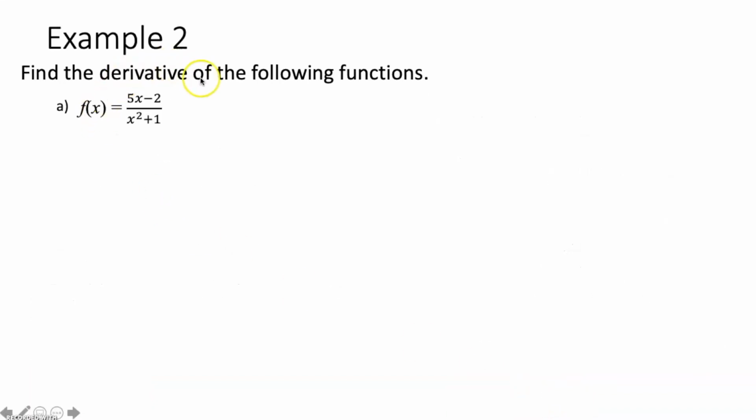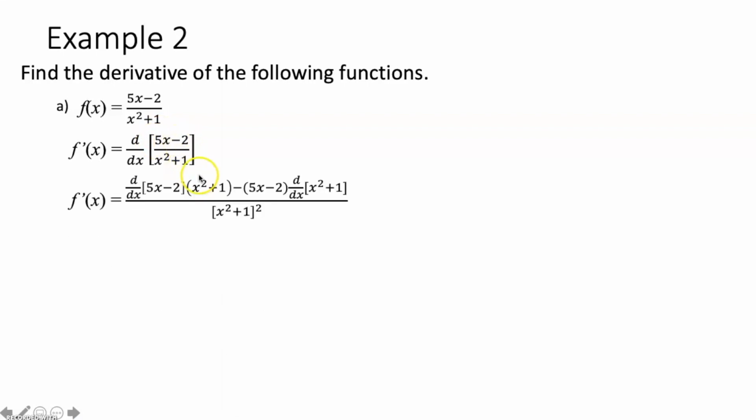Example 2 says find the derivative of the following functions. Here we have f of x is equal to (5x minus 2) over (x squared plus 1). Note, we have a function being divided by another function. Because we're taking the derivative of the quotient of two functions, we're going to use the quotient rule. The quotient rule says we take the derivative of the numerator, multiply it by the denominator, then subtract the numerator times the derivative of the denominator, all over the denominator squared.